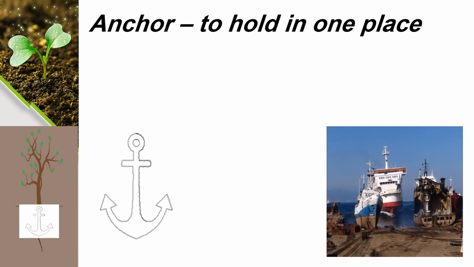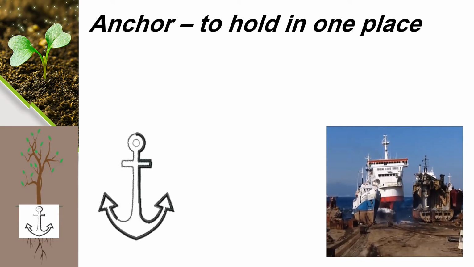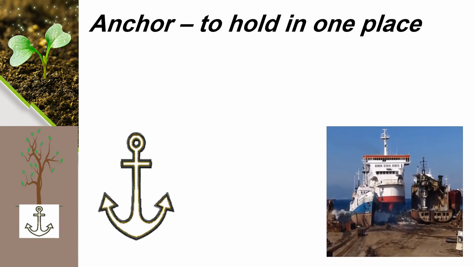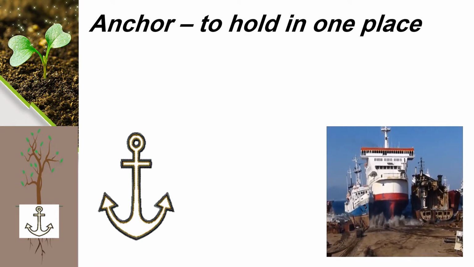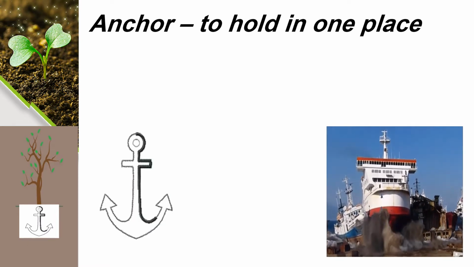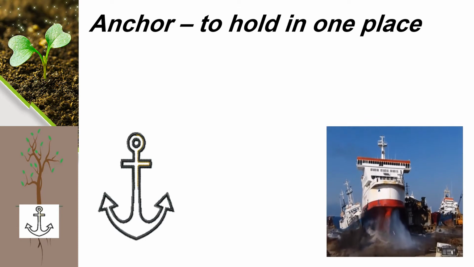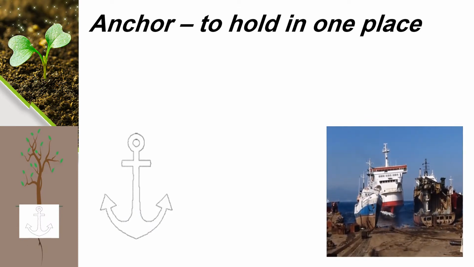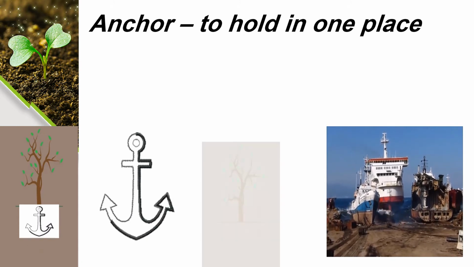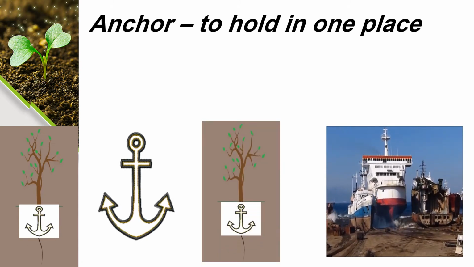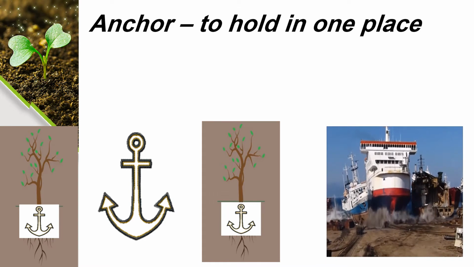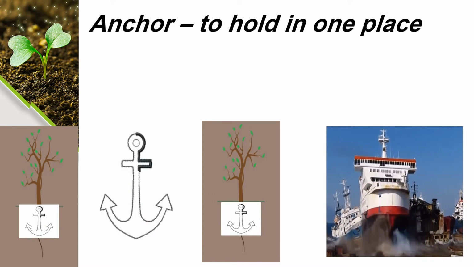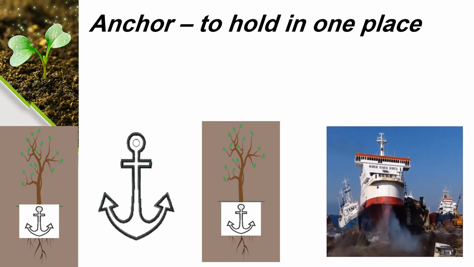If there is no anchor, what will happen to the ship or boat? The ship will sail away. It will not be in one place. Similarly, the roots will also help the plants to be in one place and hold it down to the soil.